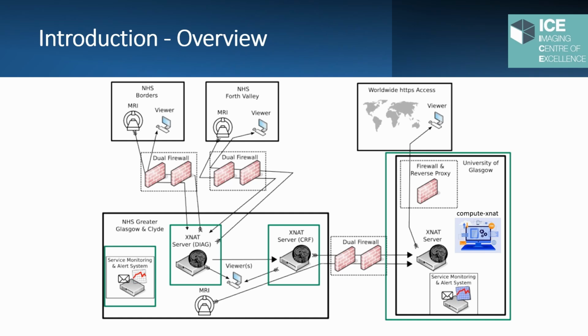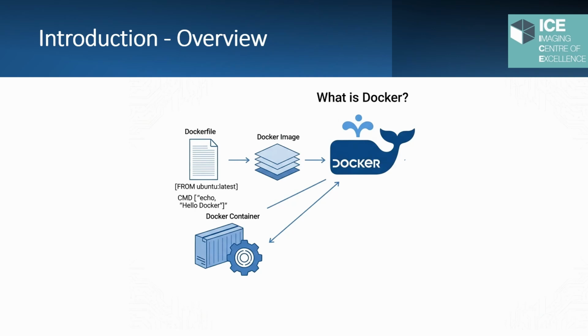What has been missing, however, is a means to process and analyse these MR images within this infrastructure. So we've built a new instance of XNAT called Compute-XNAT that lives on the university side of this infrastructure, and its purpose is solely to facilitate image pre-processing and analysis. This works by running another software called Docker on Compute-XNAT. Docker allows us to build bespoke computing environments for doing very specific jobs, and we can deploy these Docker containers from the XNAT user interface each time we want to work with an MRI image.